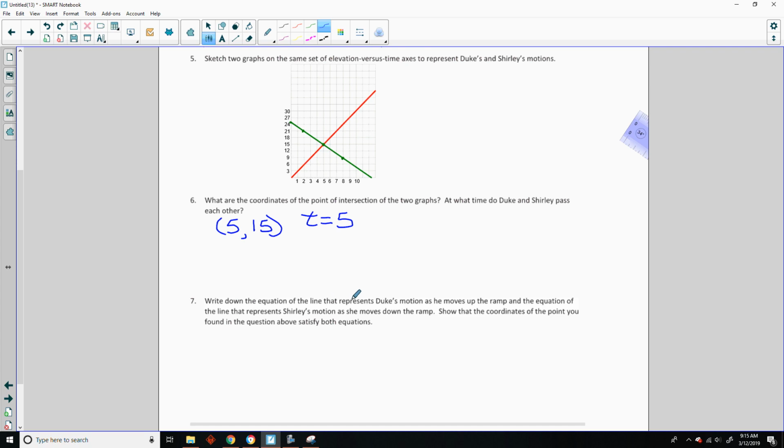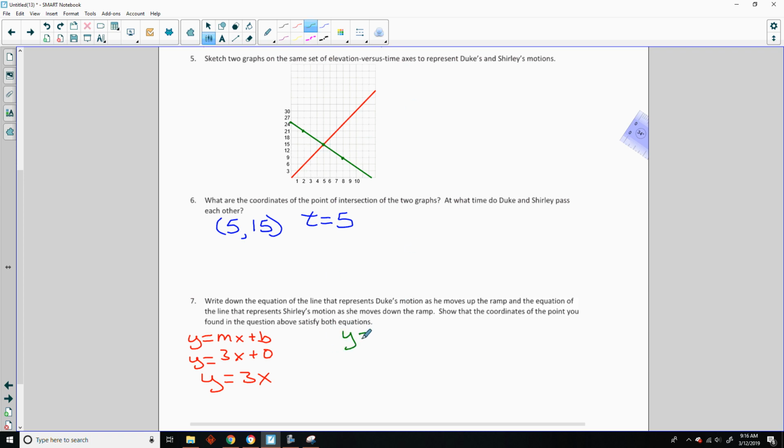Number 7. Write down the equation of the line that represents Duke's motion as he moves up the ramp and the equation of the line that represents Shirley's motion as she moves down the ramp. So they're asking for linear equations of these. Remember, y equals mx plus b. B is my y-intercept, B is 0. M is my slope. He is rising at a rate of 3 feet per second. So my equation is y equals 3x plus 0, or simply y equals 3x.